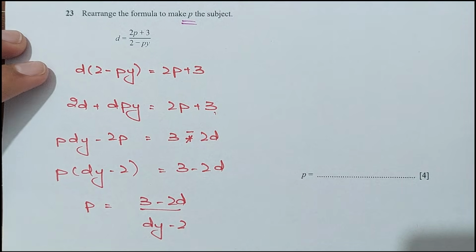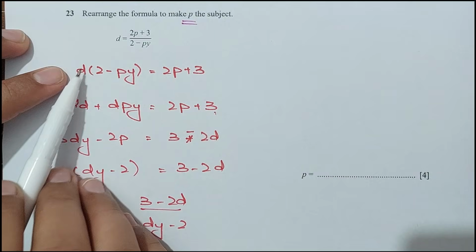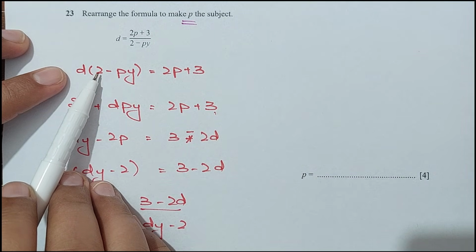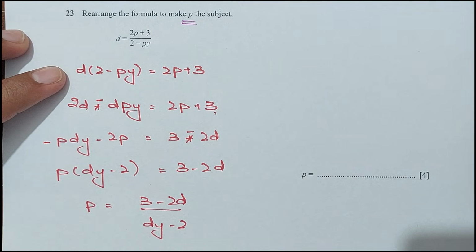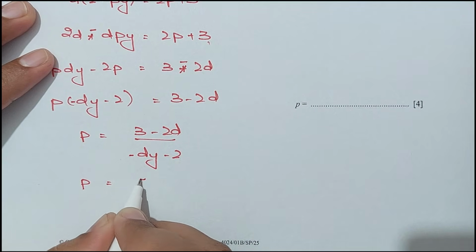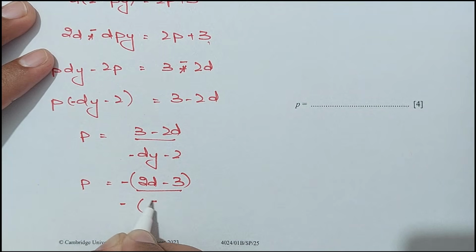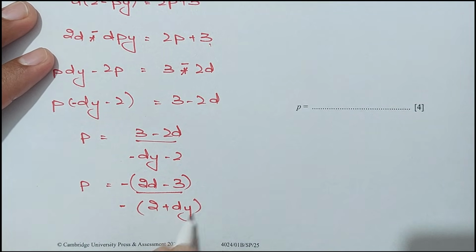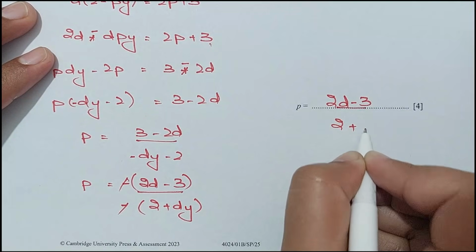Wait, I guess I made a mistake. Let me recheck. Cross multiplication, this is 2d, and dpy with a negative sign. Yes. Okay, this is a negative sign. So p would be equal to, take the negative sign common from the denominator, and from the numerator, 2d minus 3 over, minus is common, 2 plus dy, cancel it out, so the answer is 2d minus 3 over 2 plus dy.